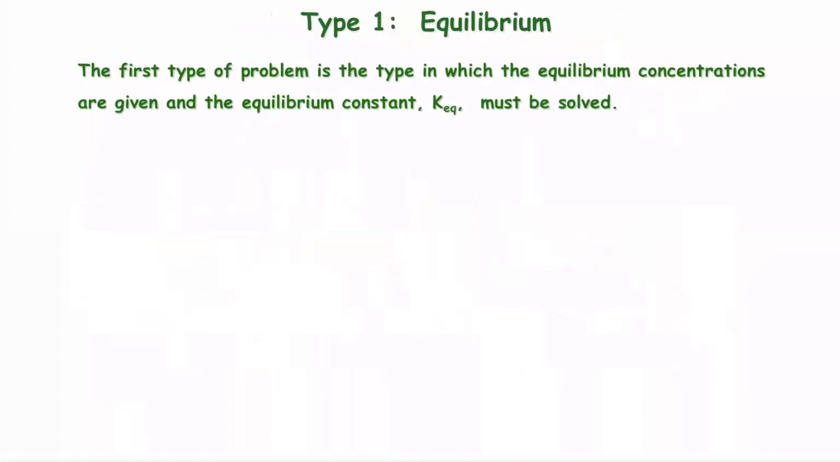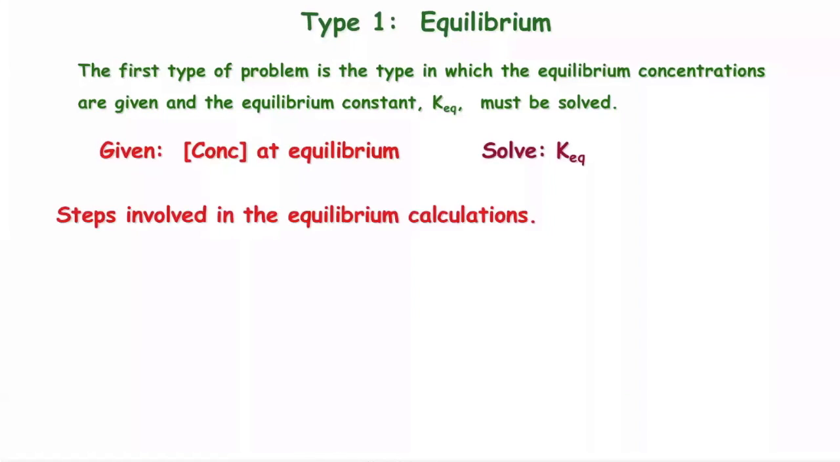Okay, so the first type of problem is just figuring out the equilibrium constant. If you know the chemical concentrations at equilibrium, you just stick it into the mass action expression. Of course, you're not going to put in the liquid or the solid and then calculate the equilibrium constant that way. So these things are pretty straightforward.